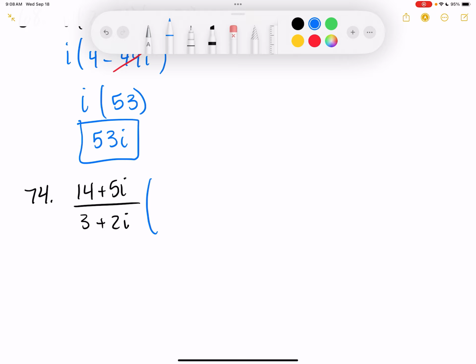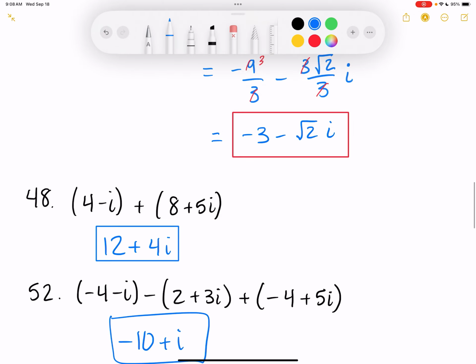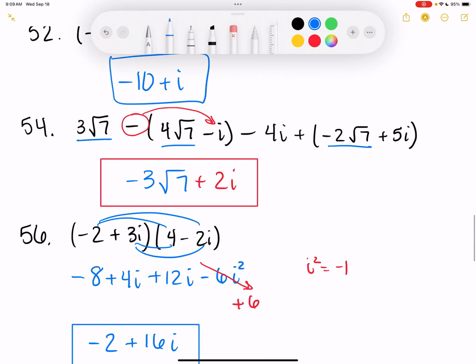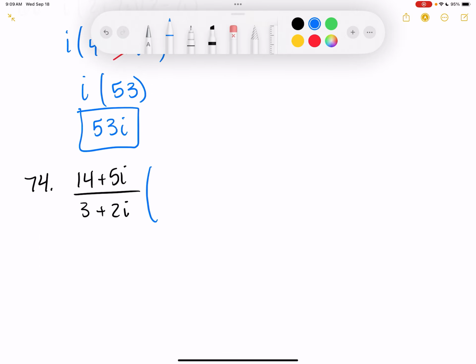I said that the complex conjugate of a plus bi was a minus bi. So, what would the complex conjugate of 3 plus 2i be? 3 minus 2i, yep. So we multiply by that top and bottom, because on the bottom, that gives me a difference of squares, which is going to end up giving me 9 minus 4i squared.